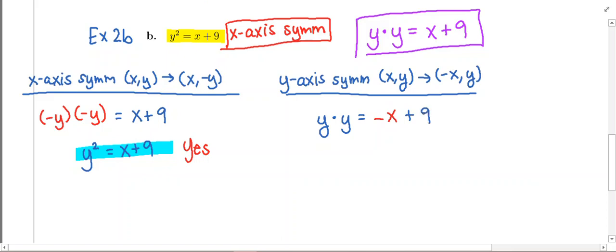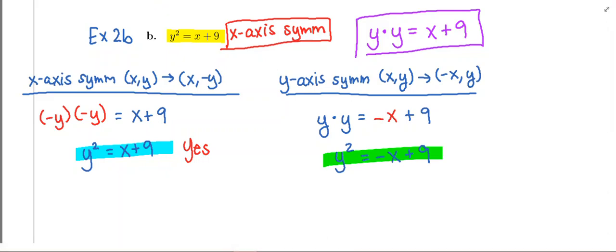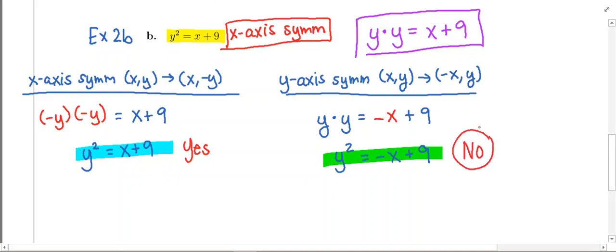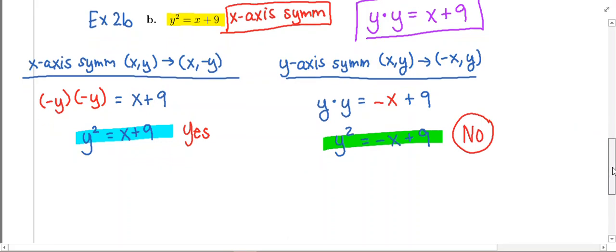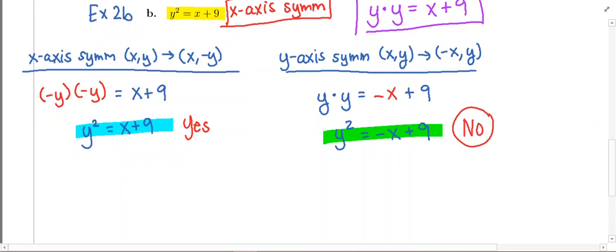Now we simplify to see if we get the original equation. Y times y is y squared. That is equal to negative x plus 9. That's as far as we can simplify. If we compare this green simplified equation to the yellow equation, they are not the same. The yellow equation has a positive x and the green equation has a negative x. Since we didn't get the original equation back, we must conclude that no, this graph is not going to have y-axis symmetry.